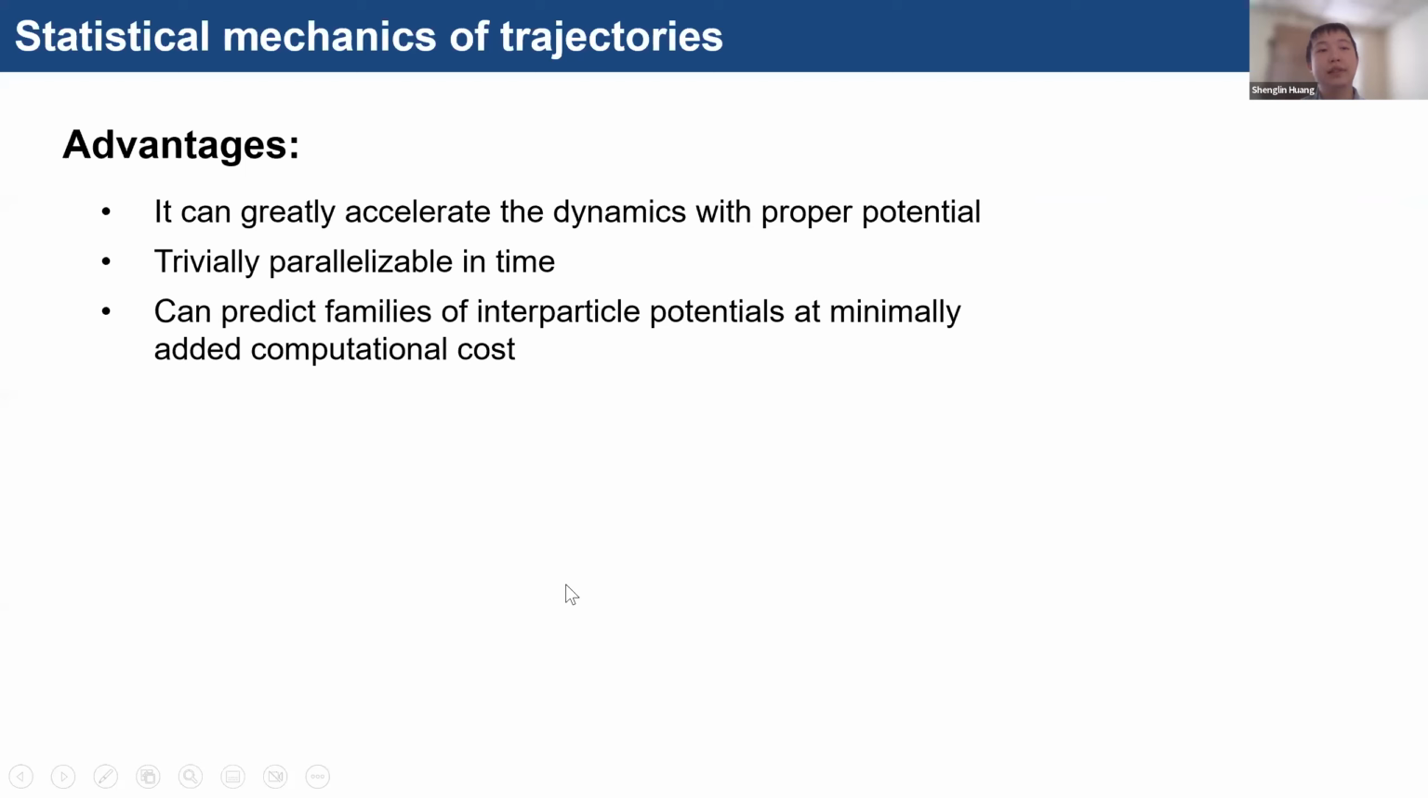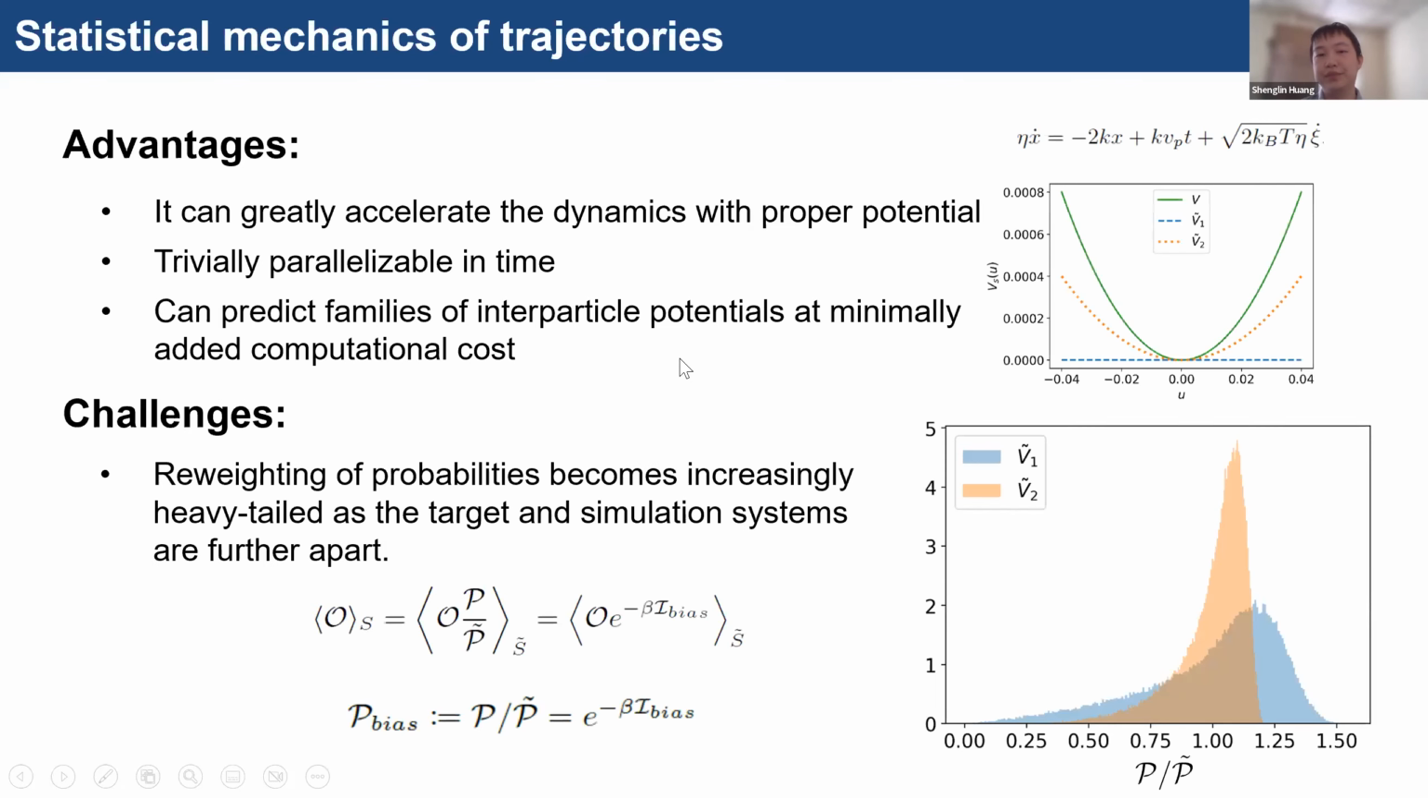So this strategy has several advantages. It can greatly accelerate the dynamics if we choose a proper potential, and it can easily be parallelized in time. And since we only do the simulation once, we can do the prediction after that. We can also use this to predict families of potentials using just one simulation. But there are also some challenges.